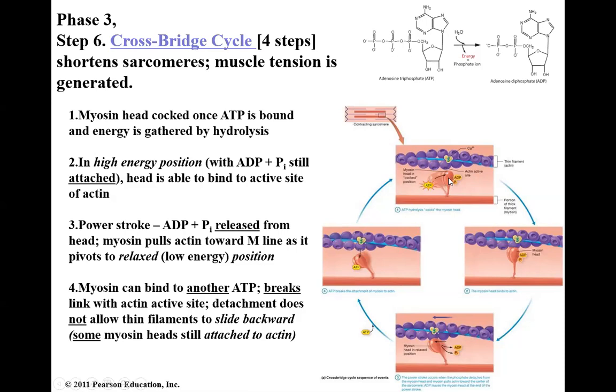this cycle is going to complete itself again. The high energy or cocked position of the myosin head is going to then bind to the actin active site. It is going to pull the actin over. ATP comes along and it is going to break that bond. ATP breaks into ADP and phosphate, recocking the head and so on and so forth, around and around and around. Again, as long as there is calcium in the sarcoplasm.